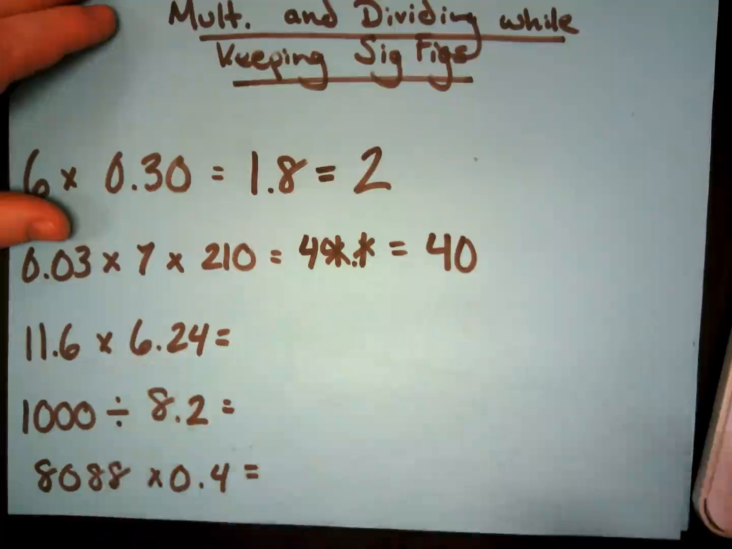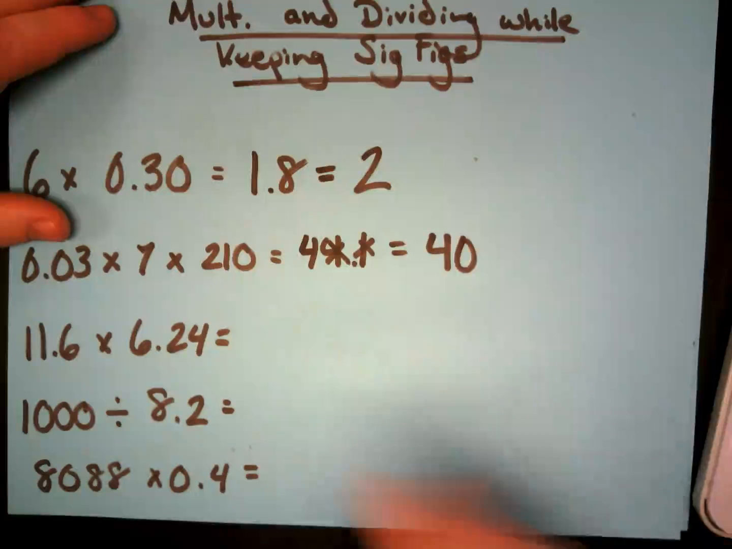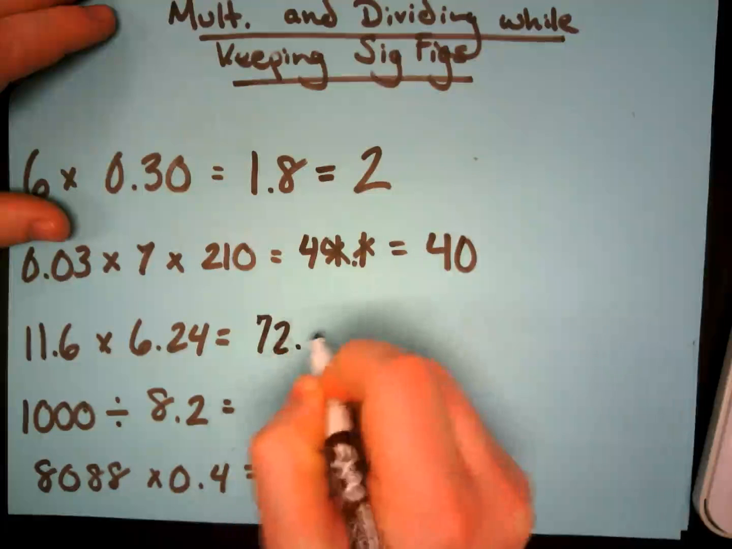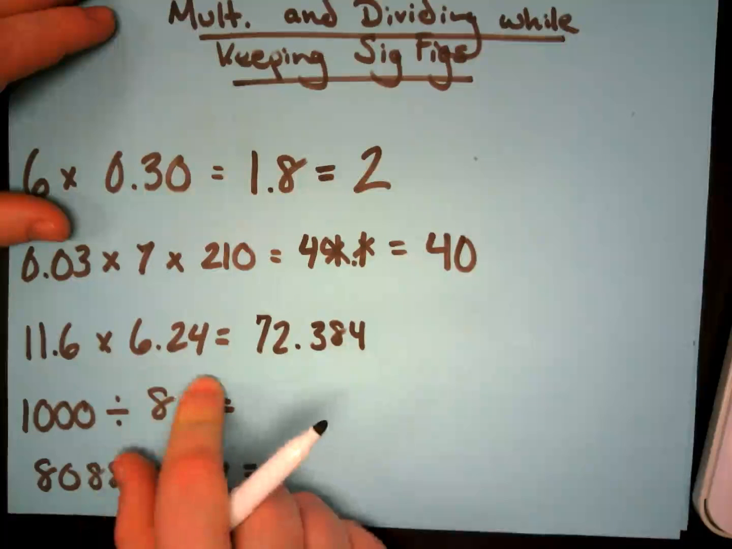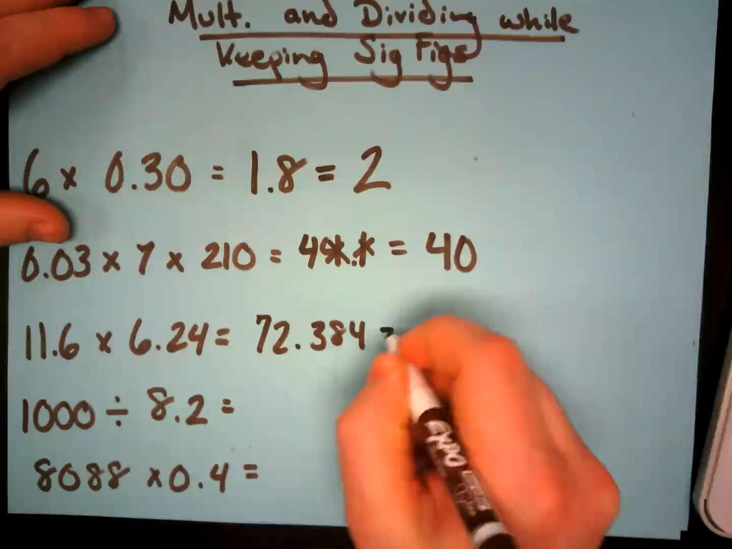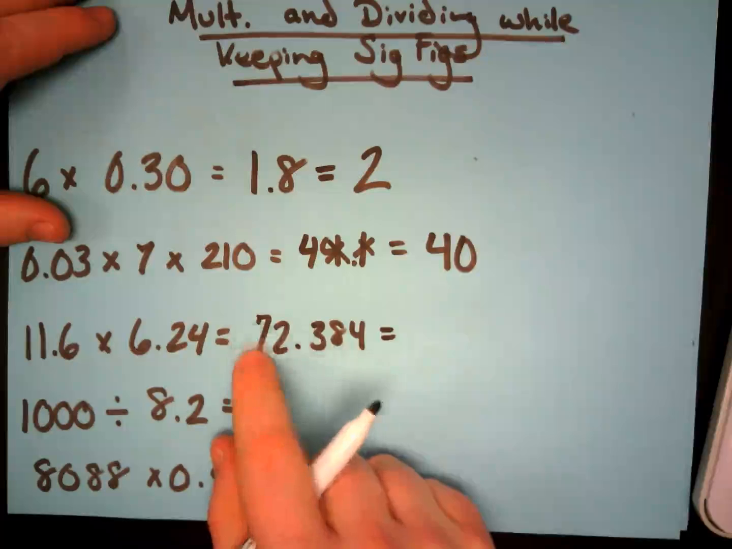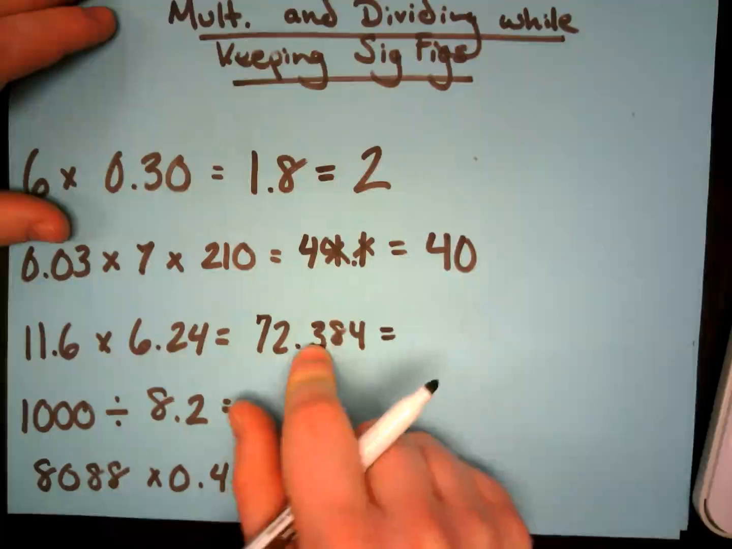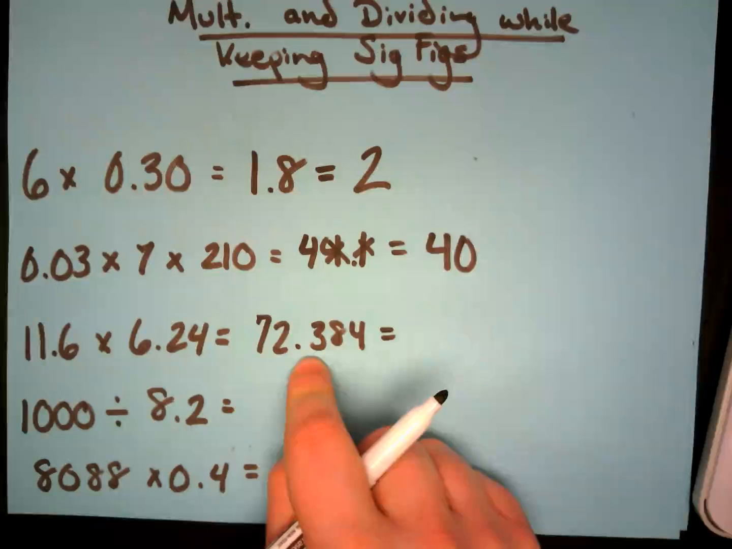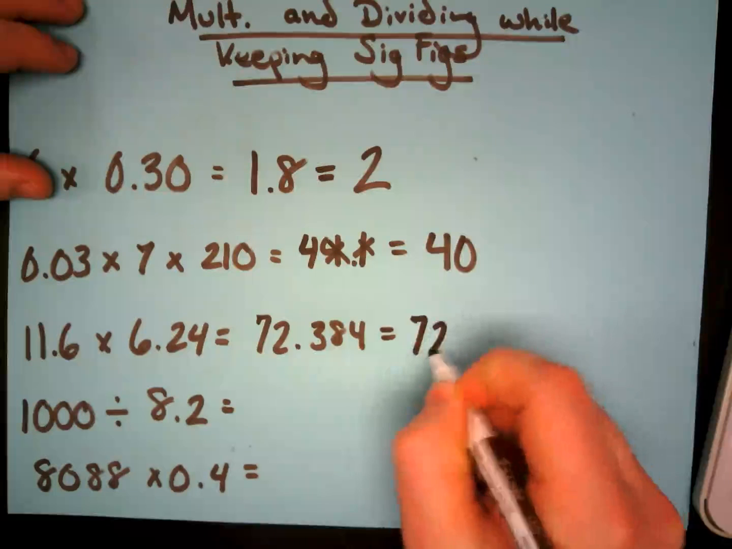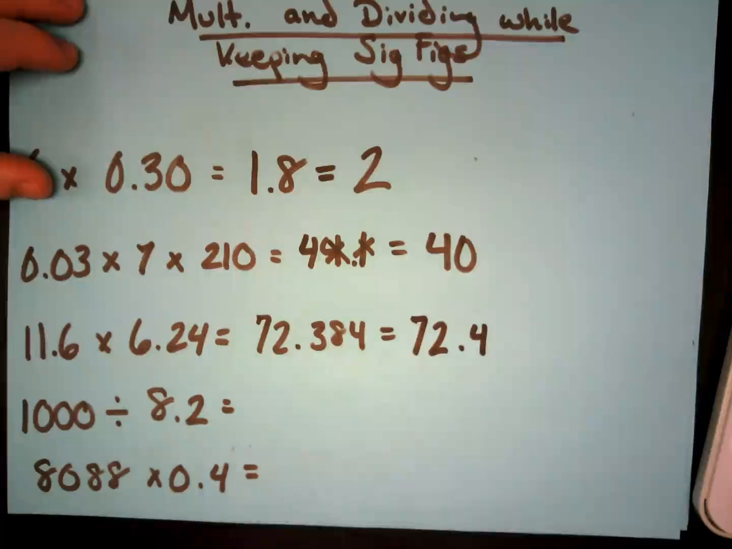11.6 times 6.24 is going to give me 72.384. Now, I have 3 sig figs for both of these, so my final answer needs to be 3 sig figs. So it needs to be 1, 2, and then 3. I'm going to look at what's next to the 3, and because it's an 8, I've got to round that 3 up. So my final answer here is going to be 72.4.